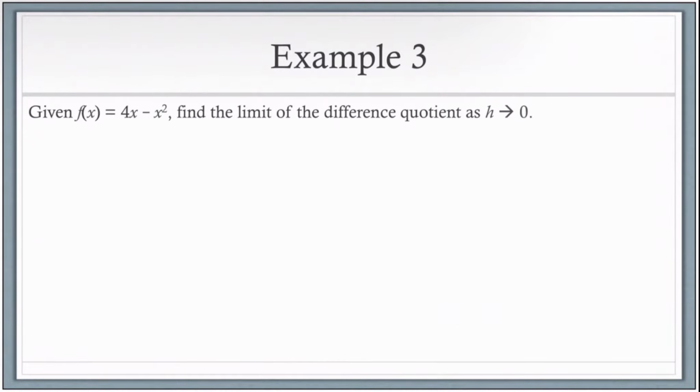In this next example, if I'm given f of x equals 4x minus x squared, we want to find the limit of the difference quotient as h is approaching 0. So the first thing that I need to do is find what the difference quotient is here. So I'm going to find f of a plus h, subtract it with f of a, divide by h, and then find the limit.